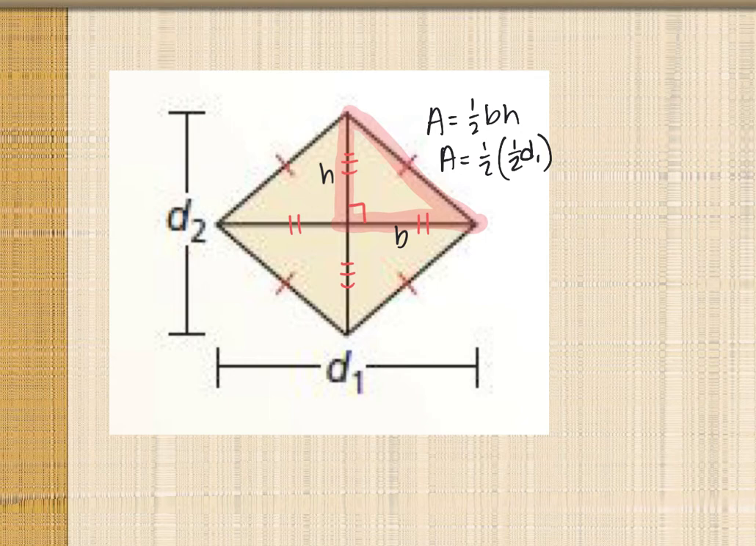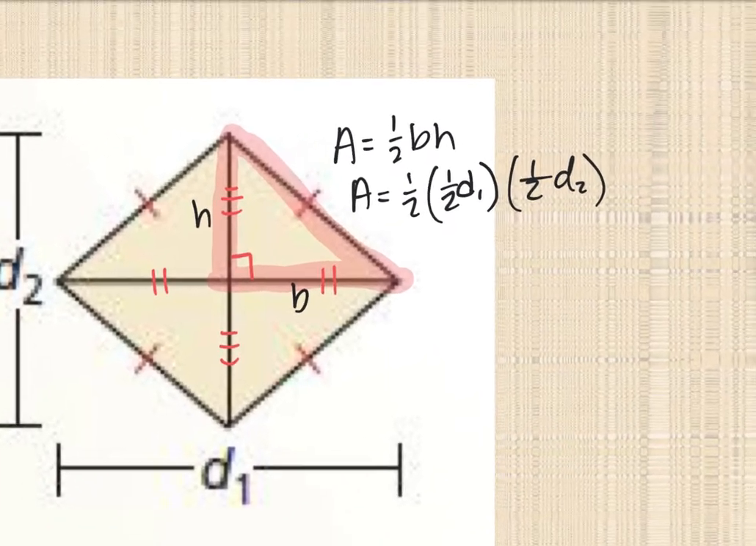How could we rewrite H? Jaden? 1/2 of D2. Very good. Look at it for a second. Do you guys understand what I'm doing? I'm just taking the full diagonal, dividing it by 2, that'll be my height. Taking the full diagonal, dividing it by 2, that'll be my base. You guys cool with that?